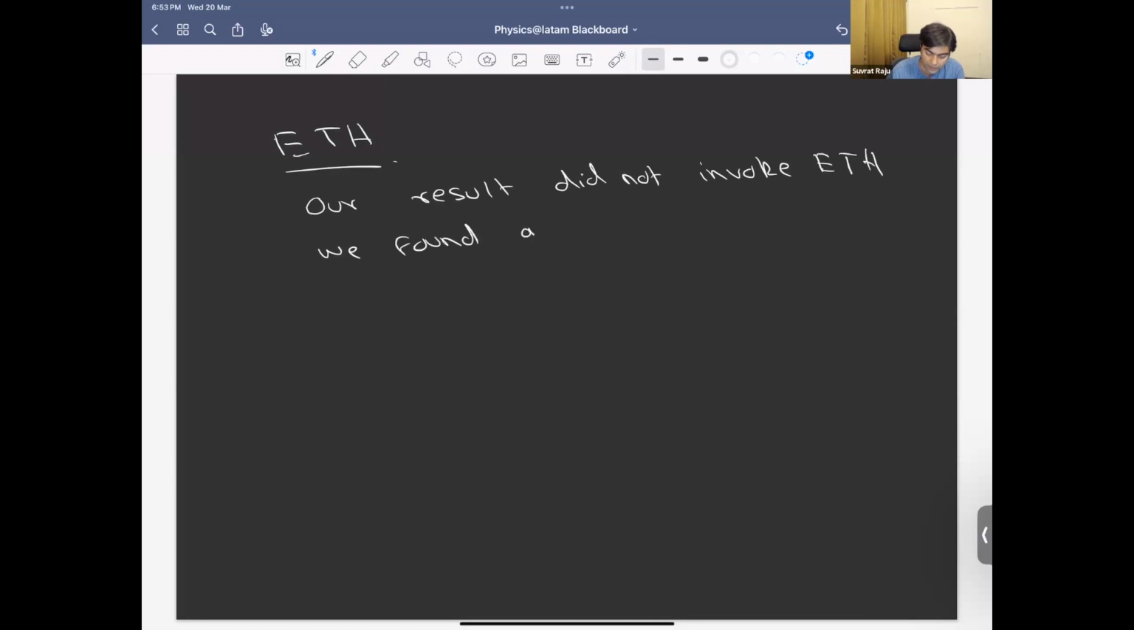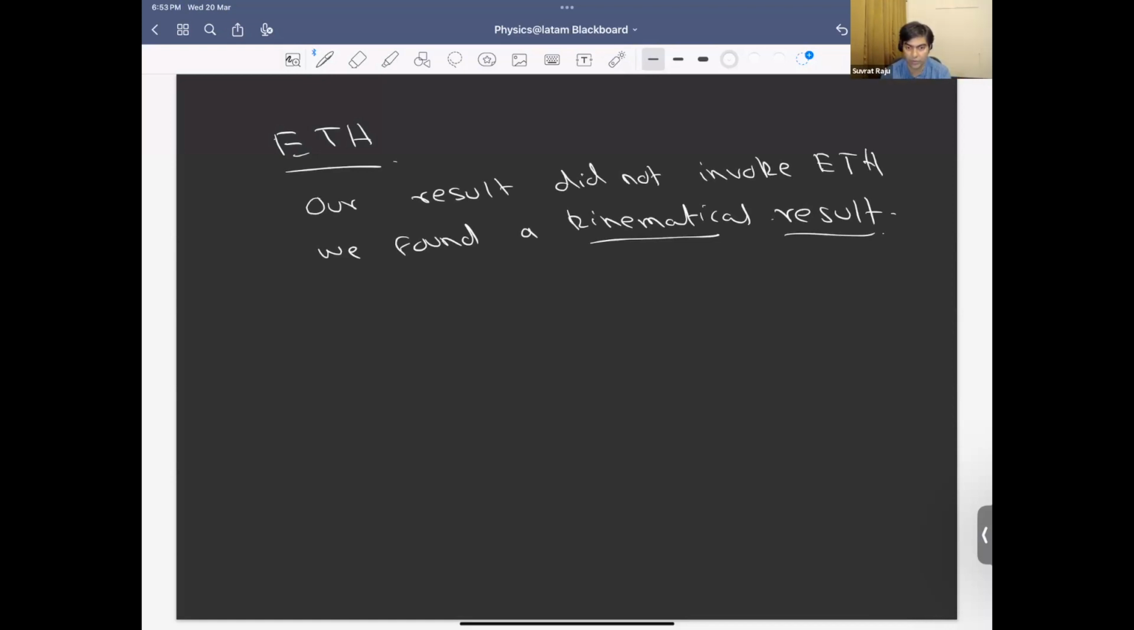Okay, good. Here's the second possible confusion, which is the ETH. Sometimes people talk about the eigenstate thermalization hypothesis. The eigenstate thermalization hypothesis is an important result, but our result did not invoke the ETH. It's a kinematical result.